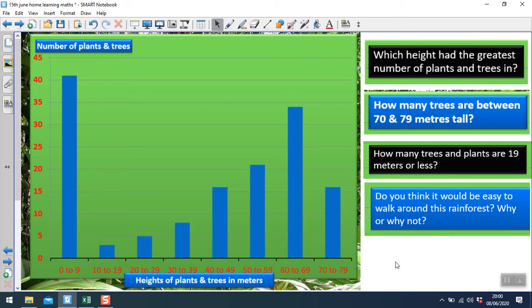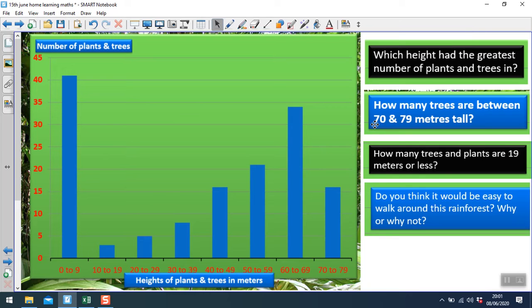So first of all, pause the video and have a go at answering these questions. Which height had the greatest number of plants and trees in? Which height, so these are the heights along the bottom, which of these heights had the greatest number of plants, so which had the tallest bar, and that was the 0 to 9 metre height.